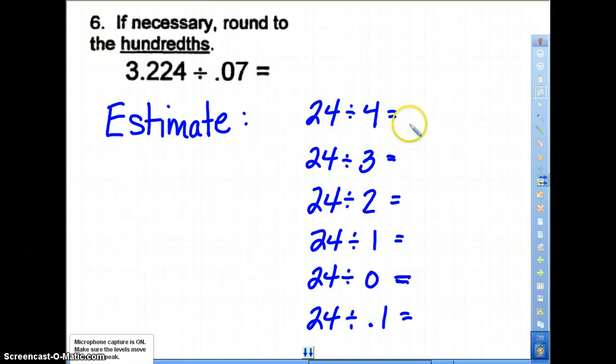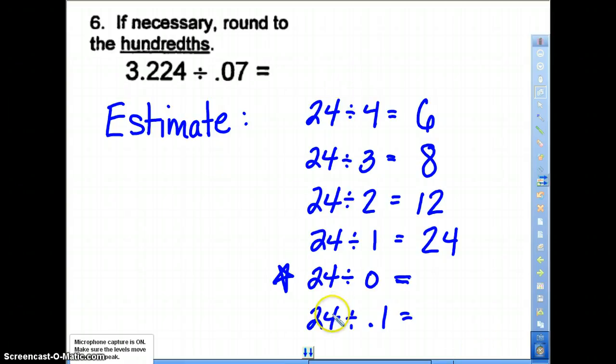What's 24 divided by 4? Yep, the answer's 6. What's 24 divided by 3? What's 24 divided by 2? What's 24 divided by 1? What's 24 divided by 0? Yeah, that one's special. Why is that one special? You can't divide by 0. That's right.